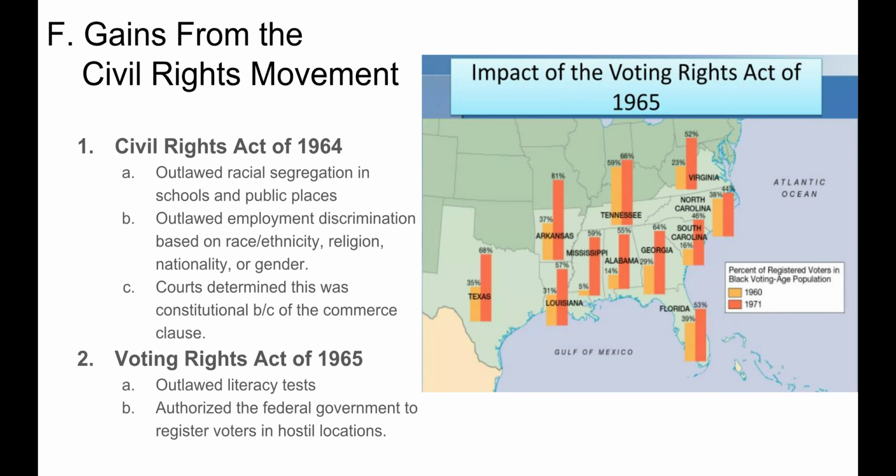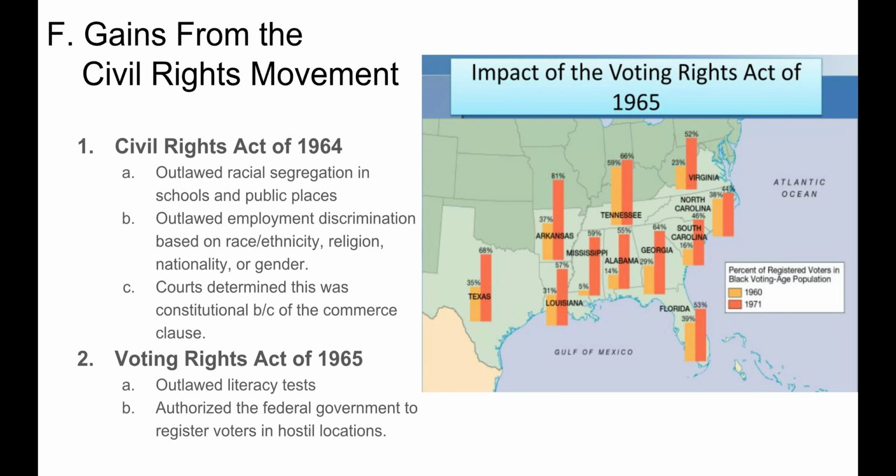Gains from the civil rights movement. All right, so the two primary laws you have to know: the Civil Rights Act of 1964 and the Voting Rights Act of 1965. With the Civil Rights Act of 1964, there's now a ban on racial segregation in schools and public places, and it bans employment discrimination based on race, ethnicity, religion, nationality, and gender. And the courts did have to consider this. Was this overreach by the federal government? And they determined it wasn't, because it follows in line with their Commerce Clause, the power to regulate interstate commerce, and that these things fall under commerce.